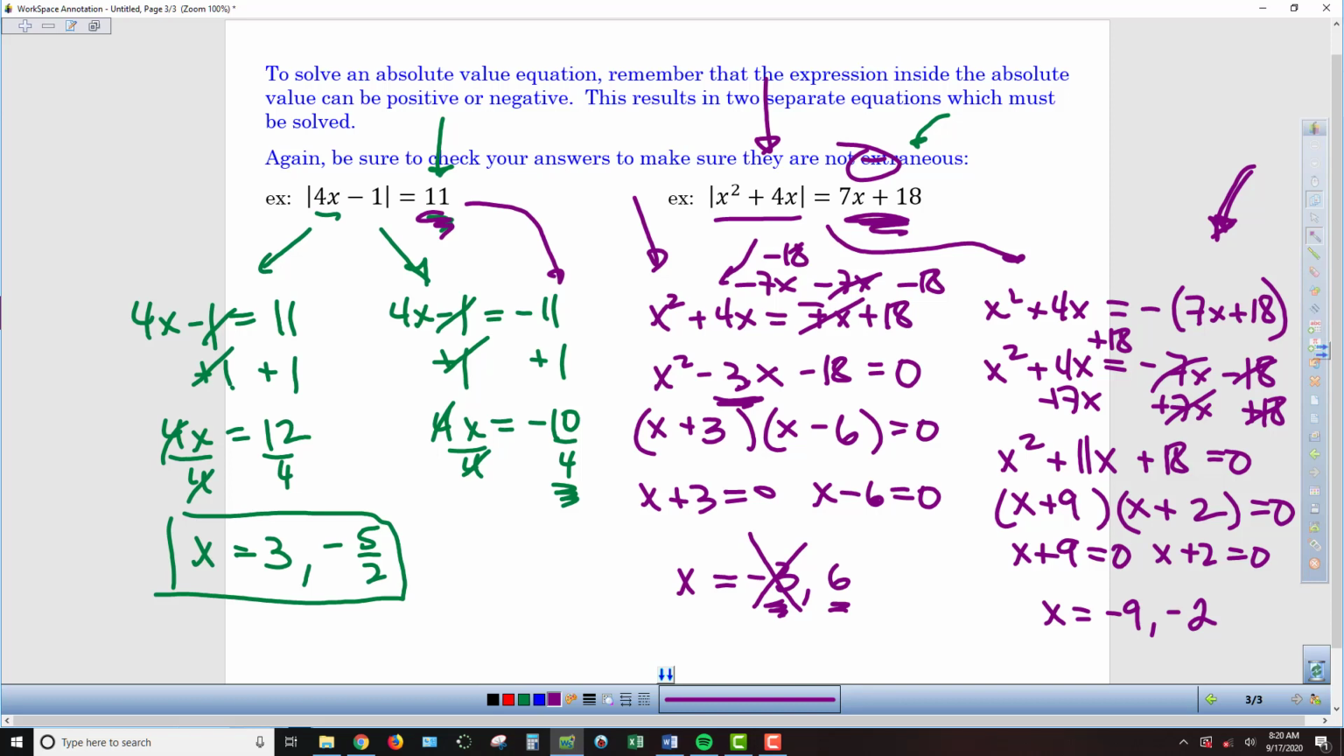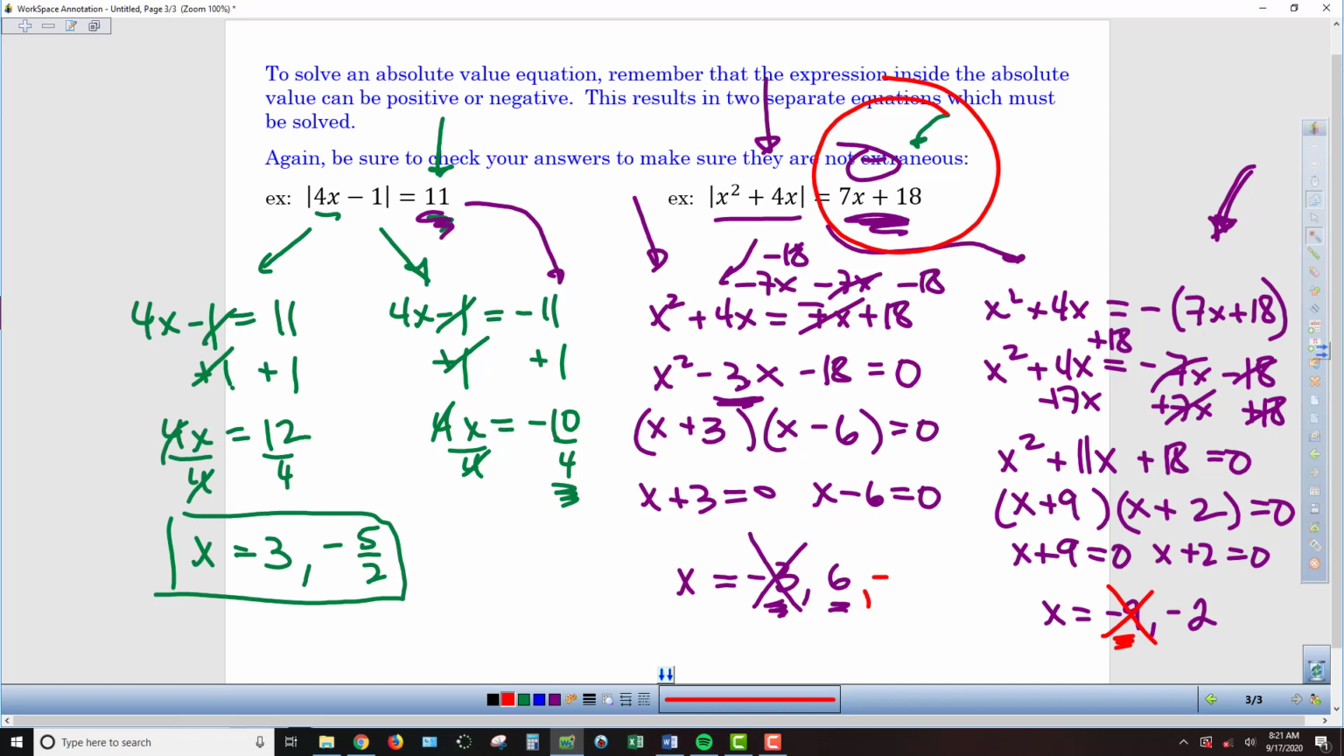And so once again, if I want to check this in an efficient manner, I really am just looking at this right-hand side of the problem and making sure that I don't get a negative over there, because an absolute value, which is what I have on the left, can't equal a negative. And so right away I can see that negative 9 is going to be problematic, because I'm going to get 7 times negative 9 is negative 63, plus 18 is going to be a negative number over there, so I can throw that one aside. But that negative 2 is going to be okay. 7 times negative 2 is negative 14, plus 18 gives me a positive 4, and so I'm pretty confident that that's going to work out.